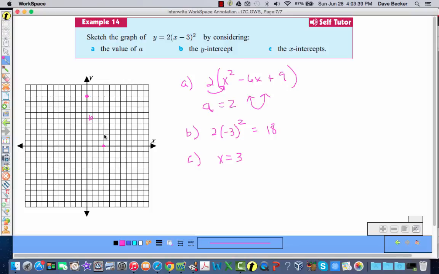So anyway, it's just touching. This is my axis of symmetry. If I want to have a cheat point, I can go 1, 2, 3 away here, so I know I have a mirror image over here, and then I can get a nice smooth curve like that. All very great strategies when graphing quadratics.